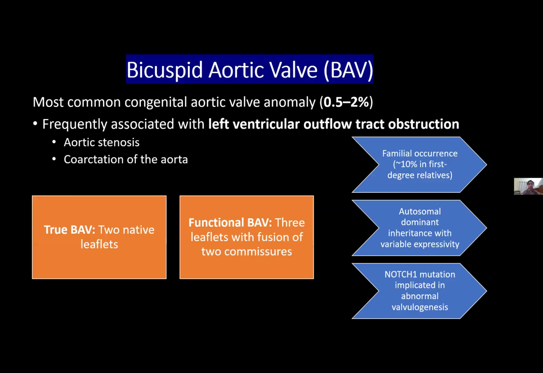A brief note on bicuspid aortic valve. The bicuspid aortic valve occurs in about 0.5 to 2% of the population. That means statistically, if there are 100 people in this meeting, 1 or 2 of us may have a bicuspid aortic valve without even knowing it.